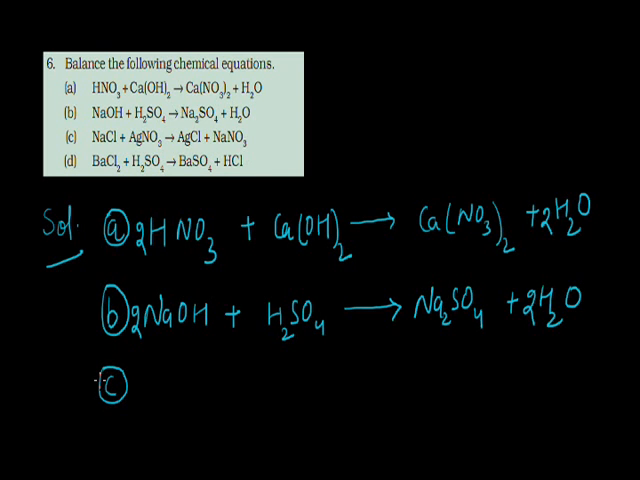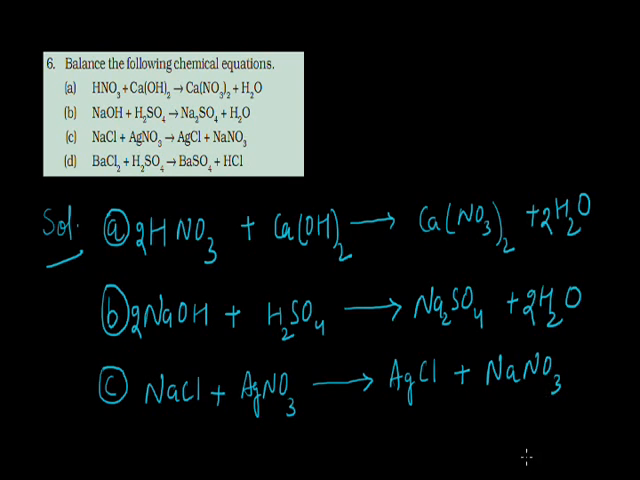Next chemical equation is NaCl, sodium chloride, reacts with AgNO3, silver nitrate, to form AgCl, that is silver chloride, and NaNO3, sodium nitrate. If we see the number of atoms of sodium and chlorine, they are the same on the reactant and product side, as well as when we see the number of silver and NO3 group, those are also the same on the reactant and product side. This chemical equation is already balanced.